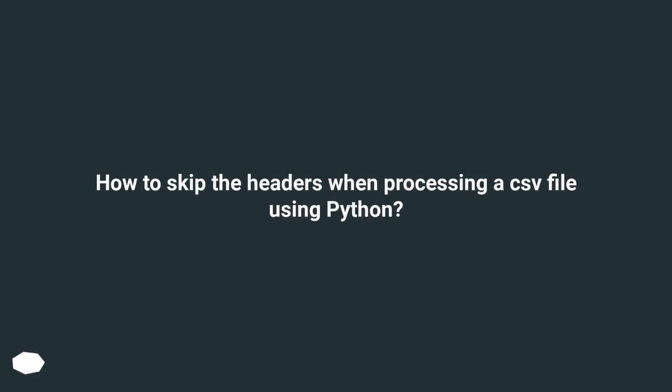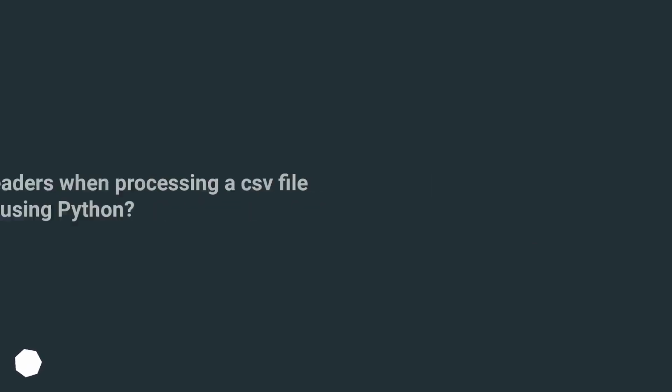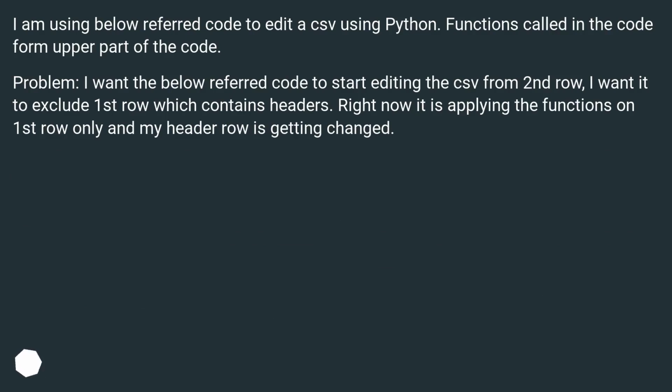How to skip the headers when processing a CSV file using Python? I am using the below referred code to edit a CSV using Python. Functions called in the code form upper part of the code.